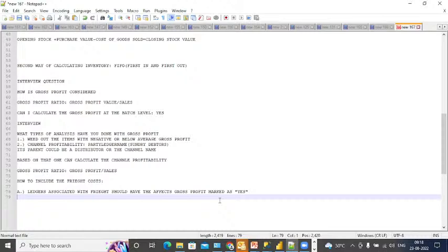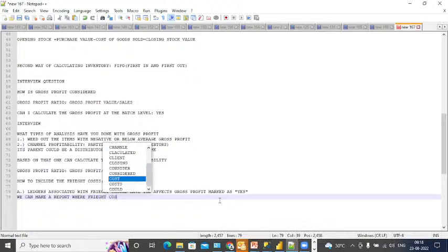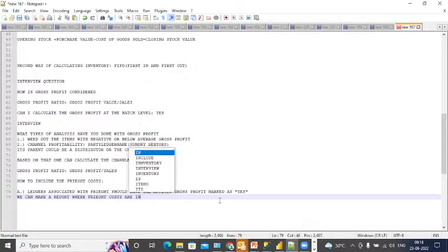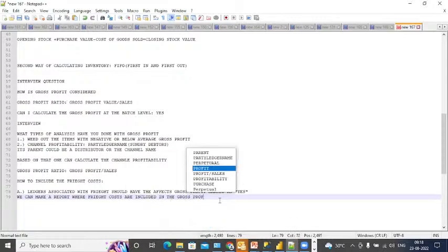So then if those FX gross profit is marked as yes, then we can make a report where freight costs are included in the gross profit calculation.